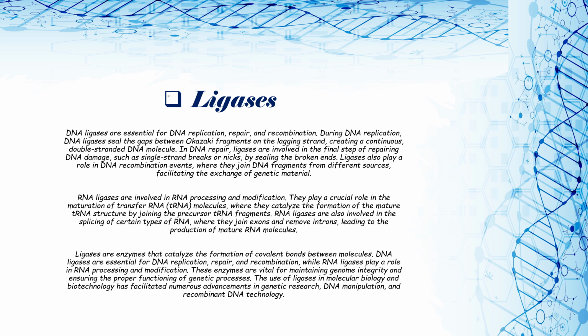Ligases are enzymes that catalyze the formation of covalent bonds between molecules. Ligases tend to ligate the phosphodiester bonds between two DNA molecules. DNA ligases are essential for DNA replication, repair, and recombination. They are of two types based on their source of extraction. They are DNA ligases extracted from E. coli and T4 DNA ligases extracted from T4 phage. RNA ligases are involved in RNA processing and modification. They play a crucial role in the maturation of tRNA molecules.